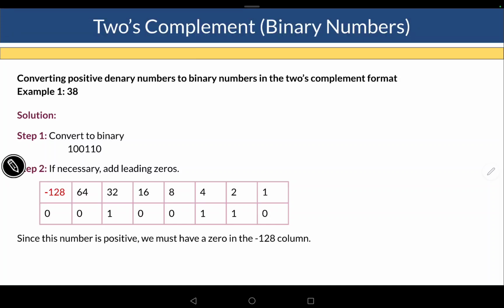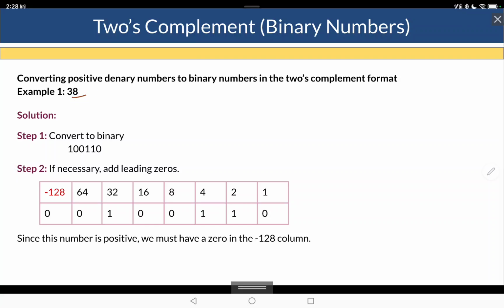The next question: convert a positive denary number to a binary number in 2's complement. This is pretty straightforward also. This is a positive denary number. The first step is to convert it to binary. When you convert to binary, you get 100110. Then you just need to add the extra zeros to make it 8 bits. And since it's a positive number, we have to have 0 in the negative 128 column.